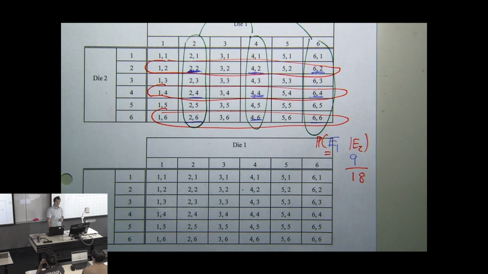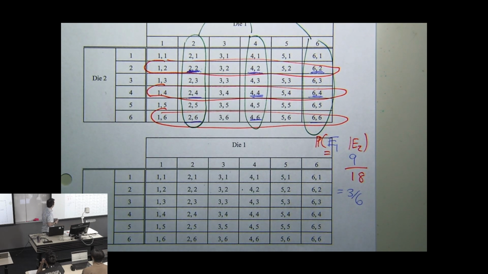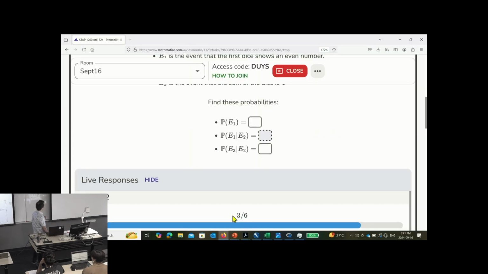You might notice 9 out of 18 is also 3 out of 6. So even though you picked 3 out of 6, that was a multiple choice, I made that the option. The real answer, I would say, is 9 out of 18. Of course, they're actually exactly equal. So everybody got that right as well. Very good. All right. What's the last blank? The probability of E3 given E2.